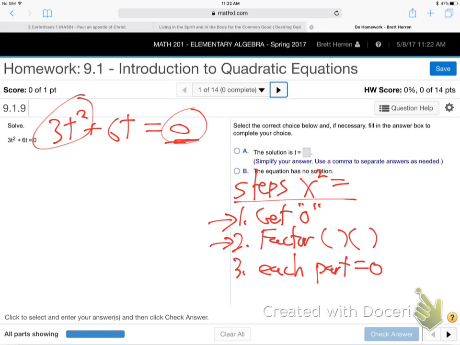Step 2, factor. Now, this one doesn't have 3 terms. If it had 3, like if it had a plus 7 at the back or something like that, then I would do the 2 parenthesis factoring. But they don't have a 3rd number at the back. They just have 2 things. So how do you factor differently? You don't do the 2 parentheses. What do you do instead of the 2 parentheses?